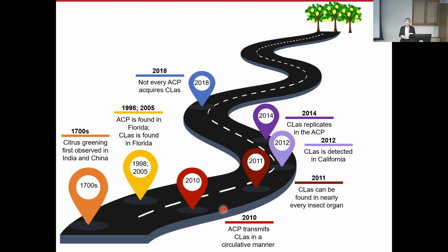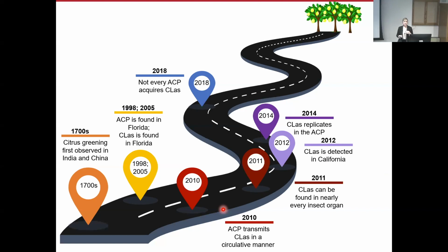And in 2018, we learned that not every psyllid that feeds on an infected plant actually becomes infected with CLas. So CLas is not within every insect, and that means that there's some genetic heterogeneity as to the insect's ability to acquire the bacteria into its body. And therefore, if we can better understand the underlying vector capability, we can better disrupt this interaction.